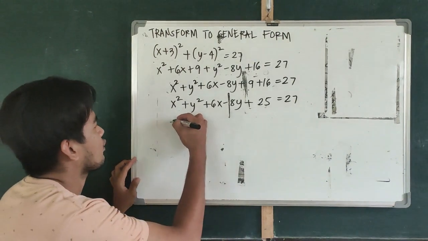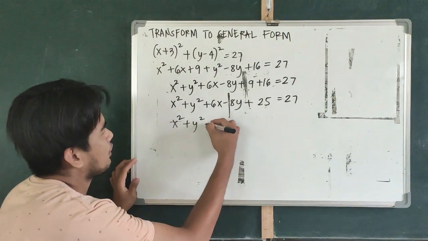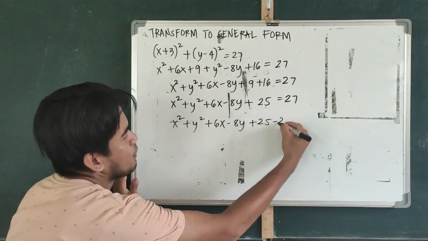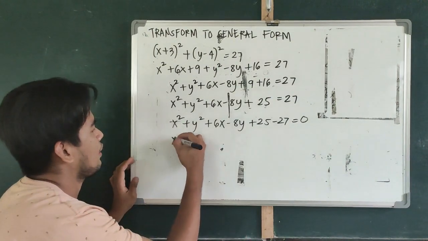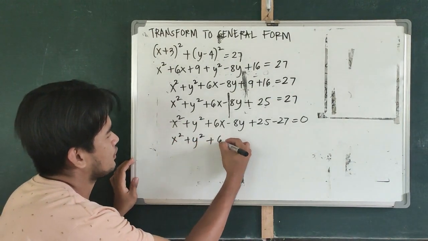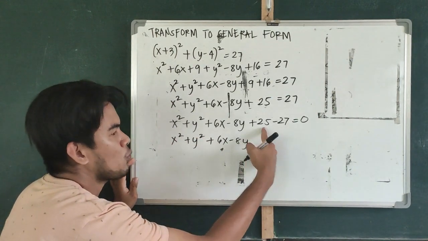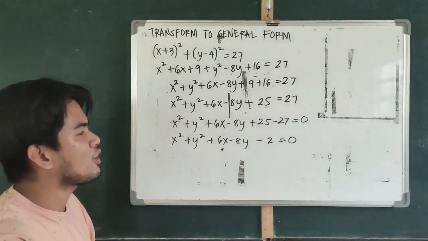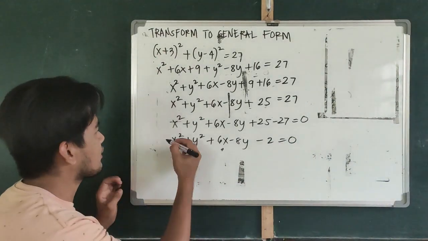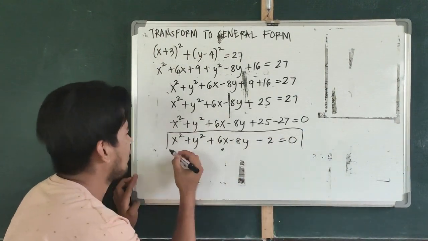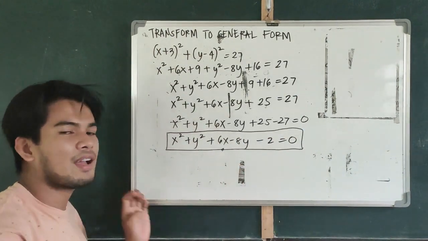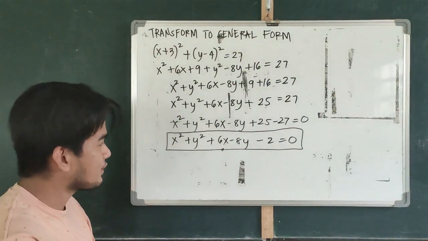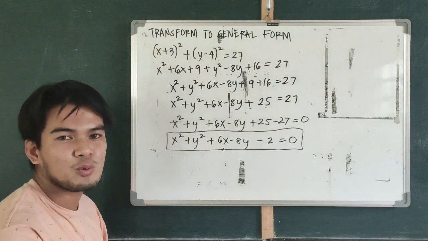Okay, papunta sa left. So, x squared plus y squared plus 6x minus 8y plus 25 minus 27 is equal to 0. Then x squared plus y squared plus 6x minus 8y, 25 minus 27 is negative 2, is equal to 0. Kapag nakita mo na wala nang pwedeng i-combine na similar terms, ibig sabihin, you've arrived at the correct answer already. Okay, so therefore, the general form is x squared plus y squared plus 6x minus 8y minus 2 is equal to 0.